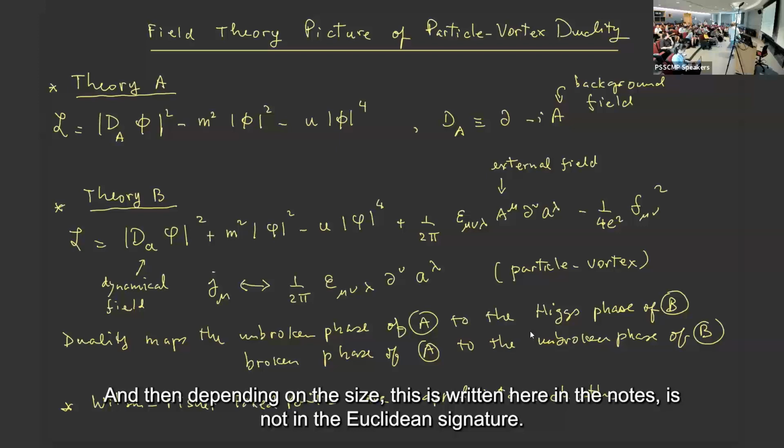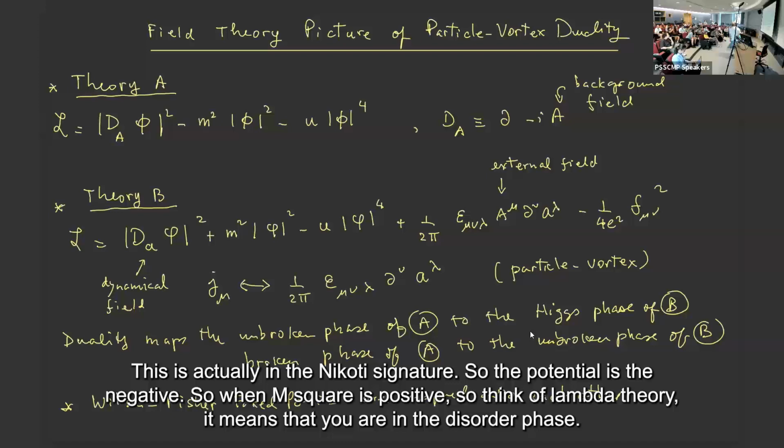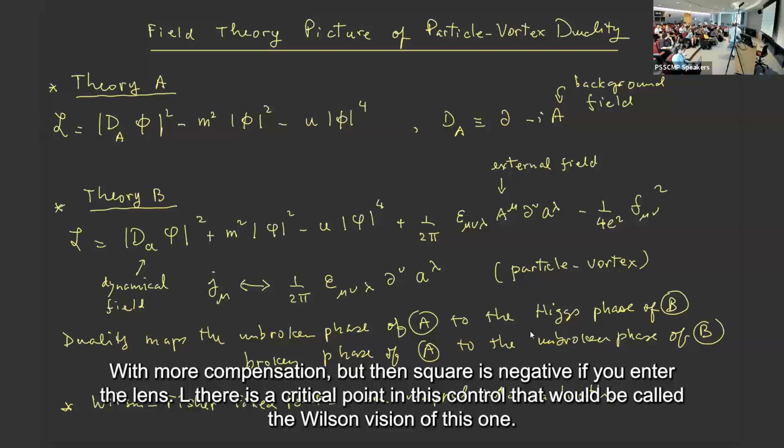This is not in the Euclidean signature, this is actually in the Minkowski signature here. So the potential is the negative of this. So when m squared is positive, so think of lambda theory, it means that you are in the disorder phase, so there's no condensation. When m squared is negative, you tend to condense. And there is a critical point that is controlled by what we call the Wilson-Fisher fixed point. And the Wilson-Fisher fixed point is well characterized by the epsilon expansion.